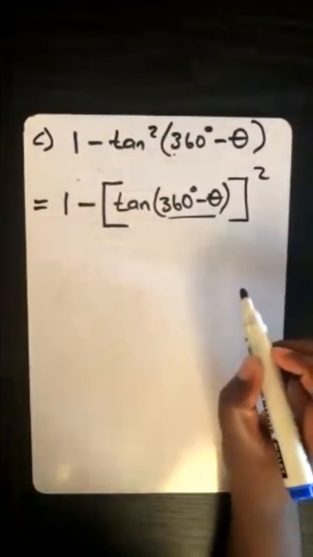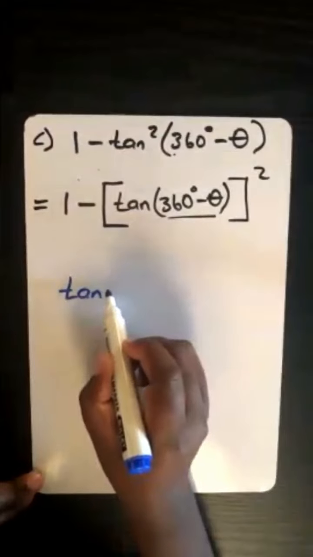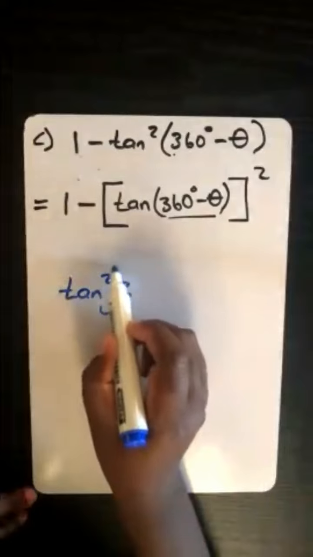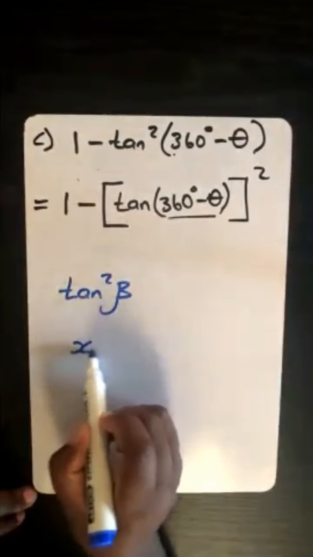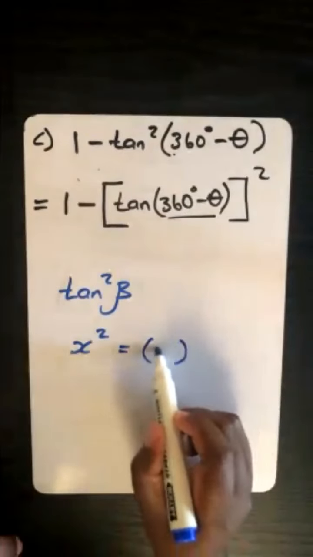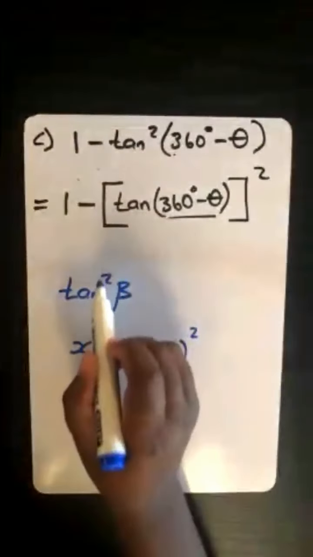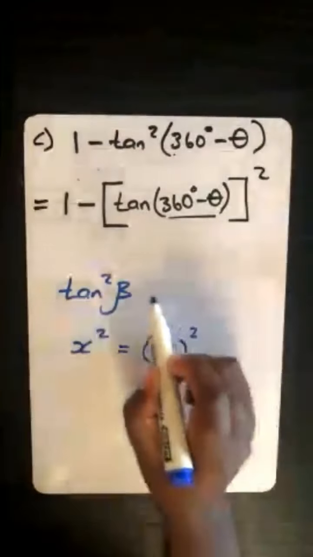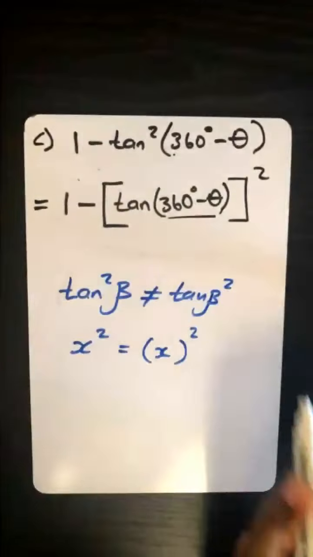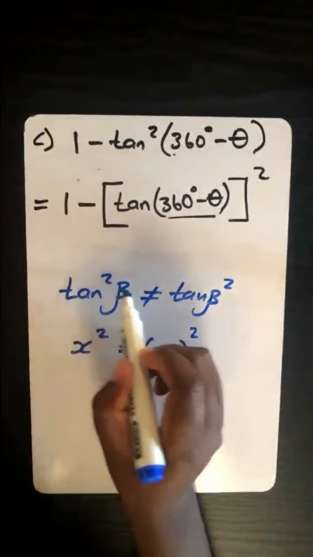It's Lisedi, sir. Let's say if you have tan squared beta, so that squared there, it's more like you have, let's say, x squared. So this thing is the same as x squared. For trig ratios, it's not written as tan beta squared. You don't write it like that. You write it as tan squared then angle.